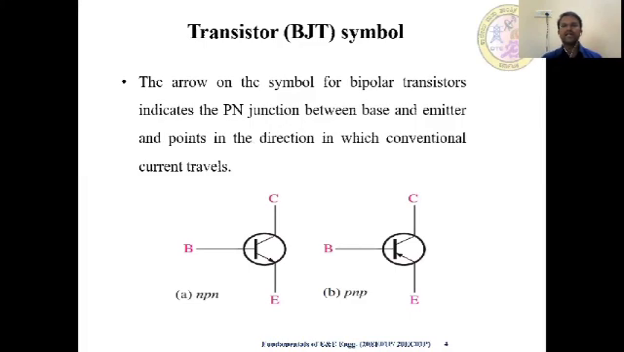A transistor BJT symbol. The arrow in the symbol for the bipolar transistors indicates the PN junction between the base and the emitter, and points in the direction in which the conventional current travels. Conventional current is that of the opposite to the flow of electrons. So here the arrow mark actually indicates the conventional current. You can see in the picture, the first picture is an NPN transistor and the second one is a PNP transistor.